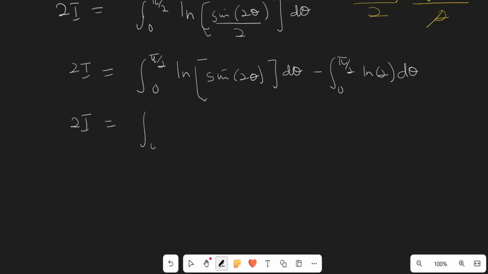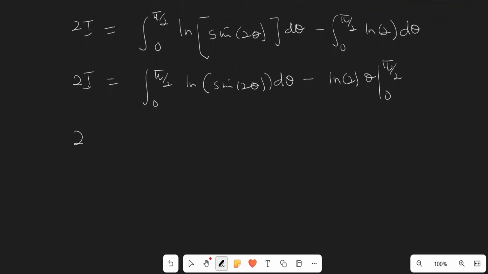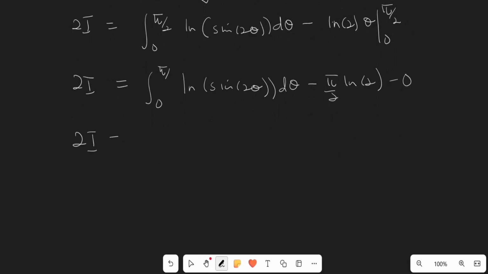So 2I is going to be the integral from 0 to pi over 2 of the natural logarithm of sine of 2 theta d theta, minus, this is a constant, so integrating with respect to theta is just going to be the natural logarithm of 2 times theta, integral from 0 to pi over 2. So 2I here is going to be the integral from 0 to pi over 2 of the natural logarithm of sine of 2 theta d theta, minus, plugging in our limit, pi over 2 natural logarithm of 2, minus plugging in 0, which is 0. So 2I is going to be the integral from 0 to pi over 2 of the natural logarithm of sine of 2 theta d theta, minus pi over 2 natural logarithm of 2.